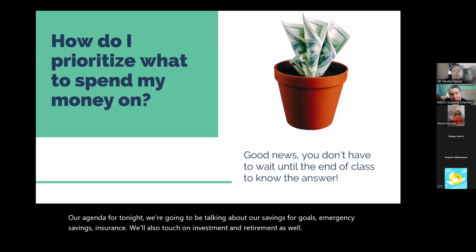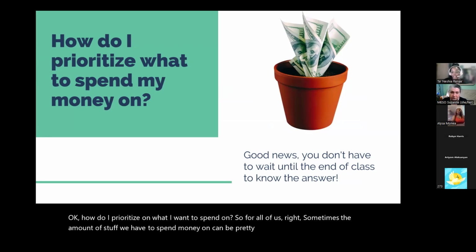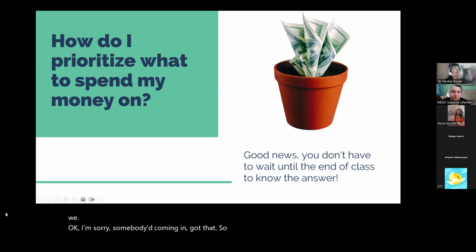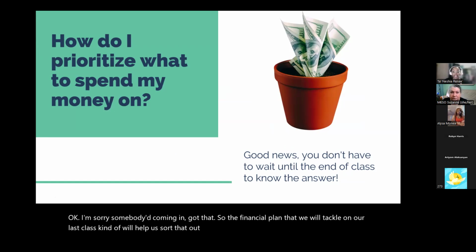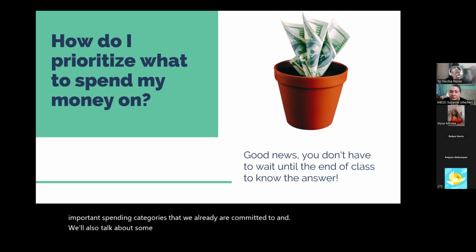Okay, how do I prioritize on what I want to spend on? So for all of us, right? Sometimes the amount of stuff we have to spend money on can be pretty overwhelming. The financial plan that we will tackle in our last class will help us sort that out. But today, let's just think about some of the important spending categories that we already are committed to. And we'll also talk about some important categories which all money smart people should think about and invest in as well.